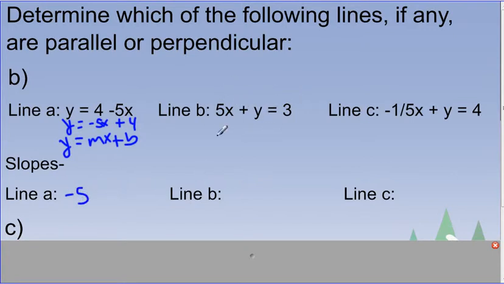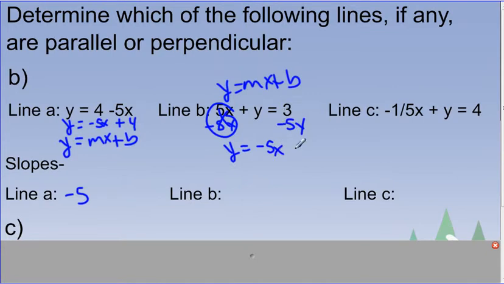This one takes a bit more work. Again, we want this y equals mx plus b form, but we need to have y on one side and everything else on the other. So we need to get rid of this 5x. If we subtract 5x on both sides, these cancel out. We get y equals negative 5x plus 3. That's slope-intercept form. And in this case, our slope is negative 5.